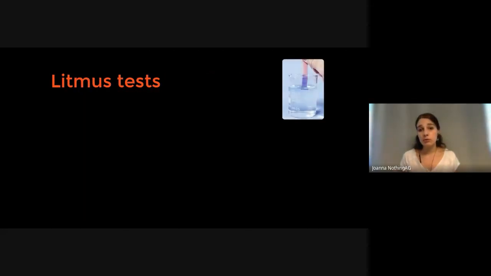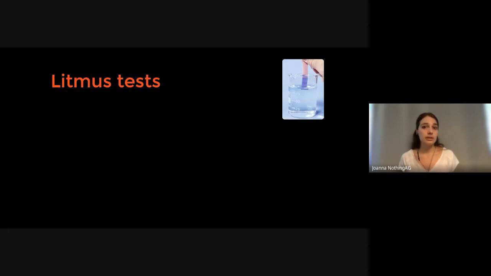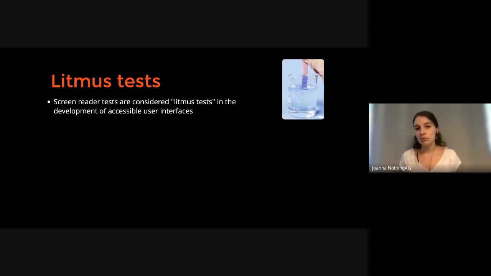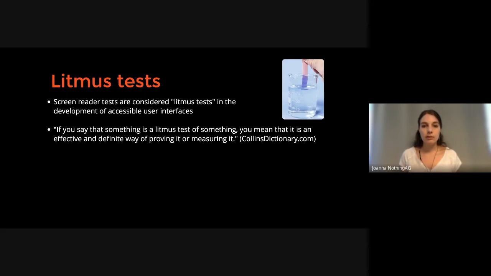As we now understood, screen readers help to discover semantically incorrect web pages that don't look incorrect on the first sight. In a more general sense, they can be considered as litmus tests in the development of accessible interface. The general definition of a litmus test is as follows. If you say that something is a litmus test of something, you mean that it is an effective and definite way of proving it or measuring it.